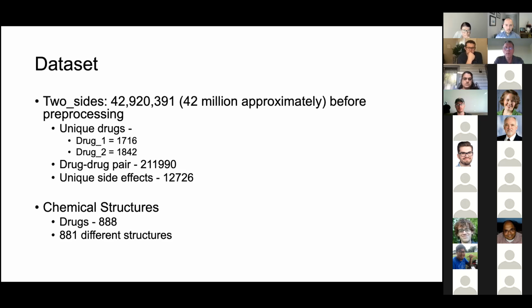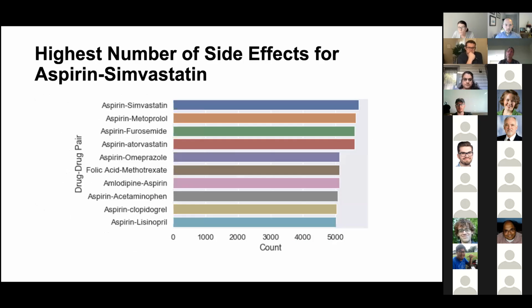The second data set that I used was a chemical structure data set, since those were the features that I wanted to use to see if we can predict the drug side effect. There were 888 drugs with 881 different chemical substructures for each of those drugs.